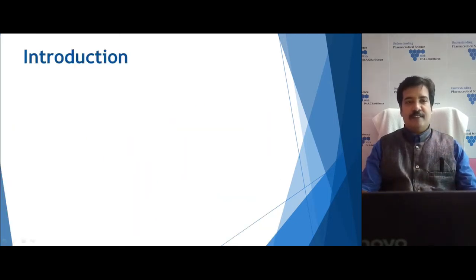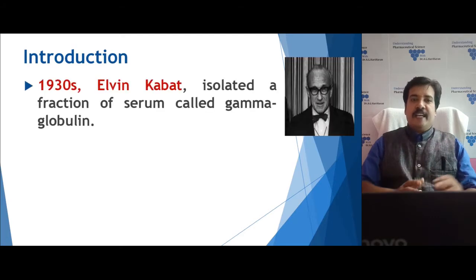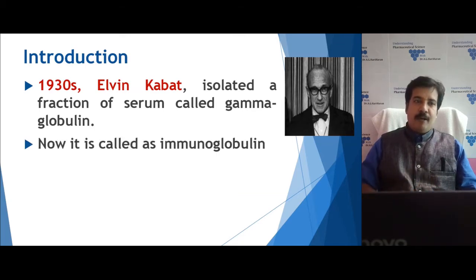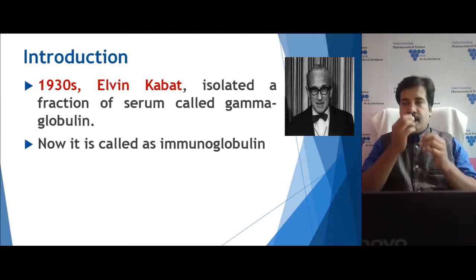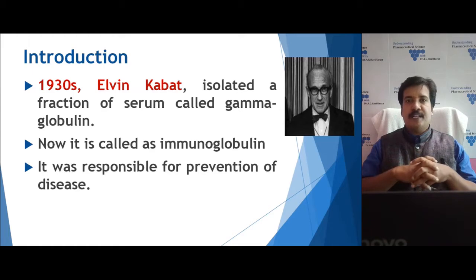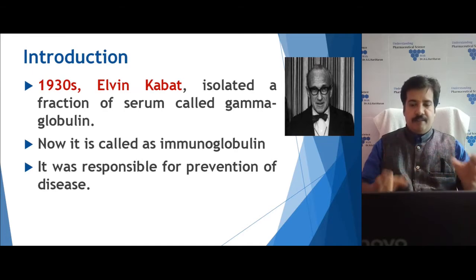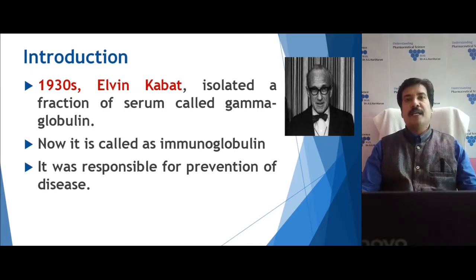Actually, in 1930, Elvin Kabat isolated a fraction from serum called the gamma globulin. Today this gamma globulin we generally call an immunoglobulin, because this gamma globulin fraction present in the serum was responsible for the prevention of various infectious diseases as well as cancer. So this identification by Elvin Kabat developed an understanding about the major humoral mediated immunity.